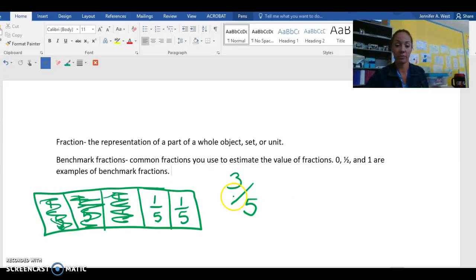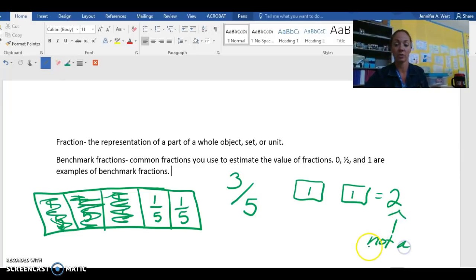So that shows 3/5. If we tried something like, here's 1 whole and another whole, and that equals 2, that is not a fraction. So there's your non-example. Make sure you get all of that. All right, guys?